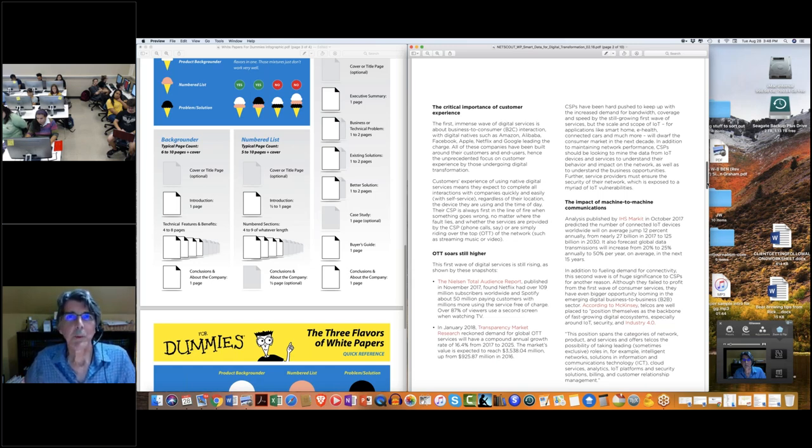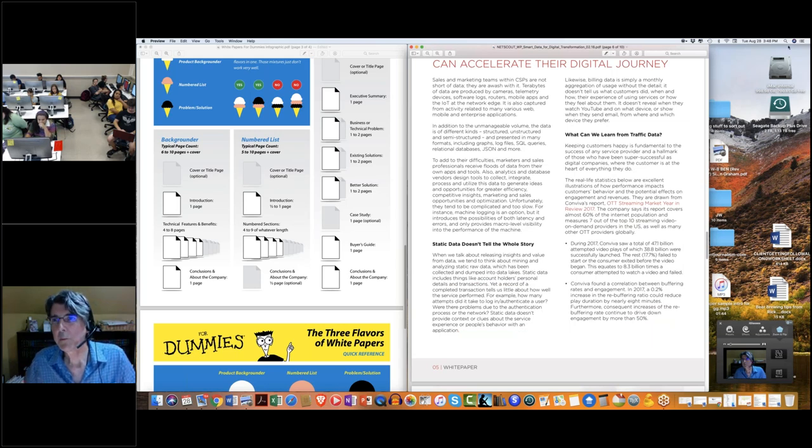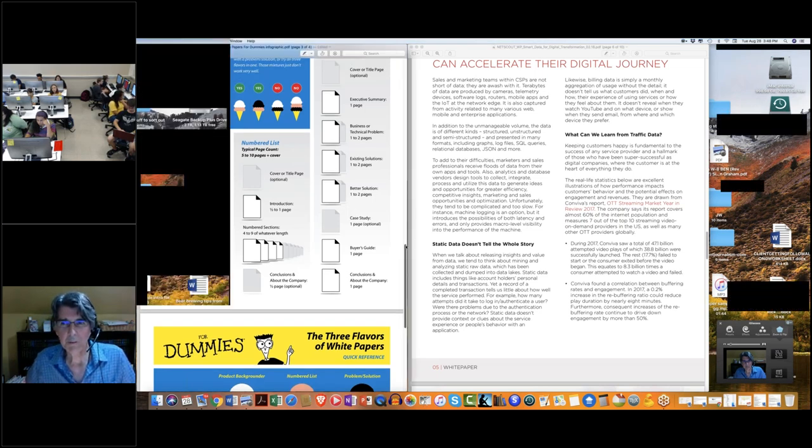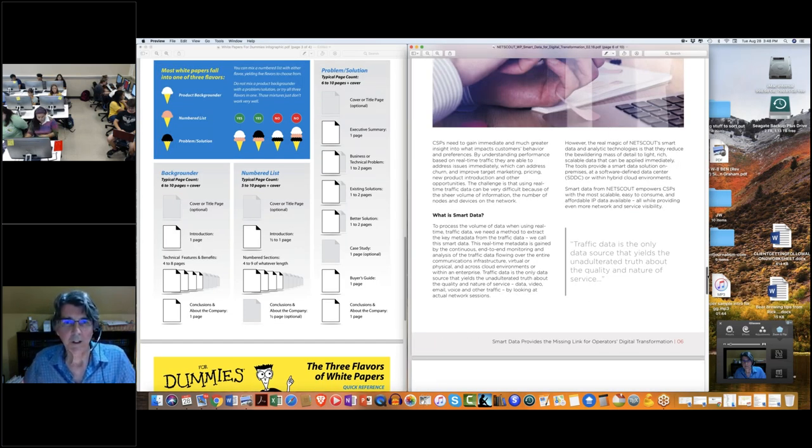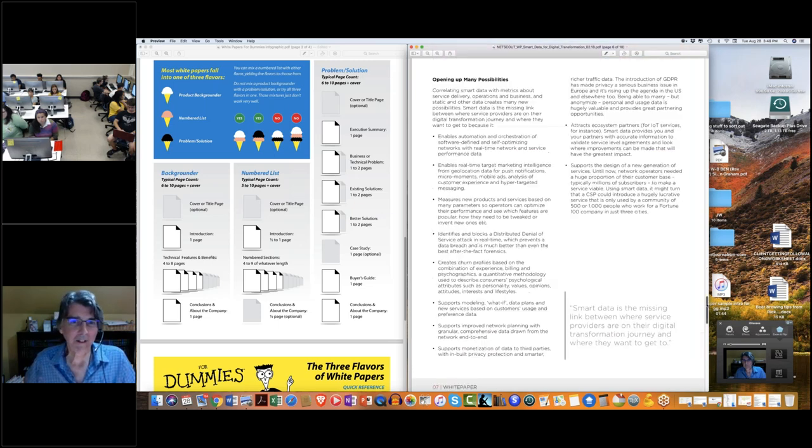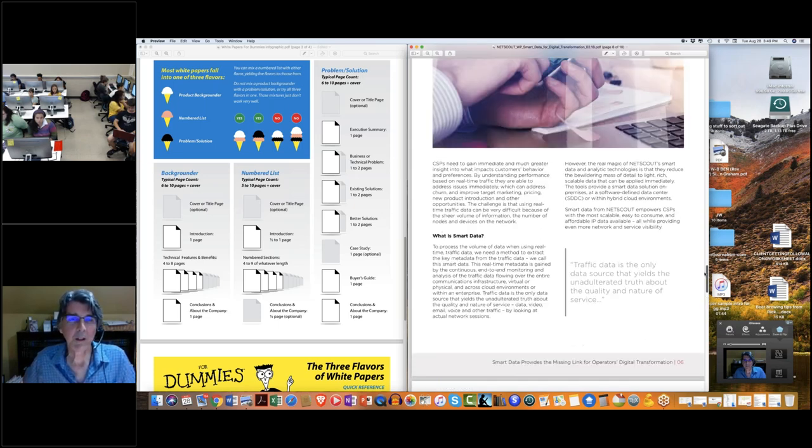You know, when I look at this paper, I think that it's closer to being a problem solution than anything else. It talks about a problem. It talks about too much data. The data is hard to dig into. It's not smart. It talks about a better solution, and look at all the benefits of the better solution. This page I thought was the best page of the whole paper, because they clearly can articulate the benefits of their product. They can't quite as clearly communicate the problem it's supposed to solve, but here's one. CSPs need to gain immediate and greater insight into what impacts their customers' behavior.